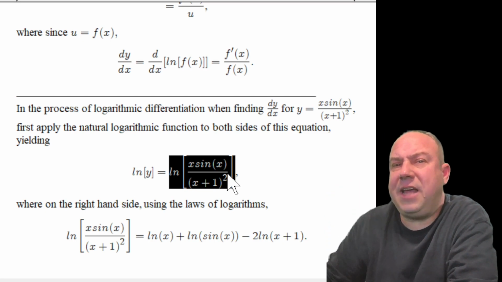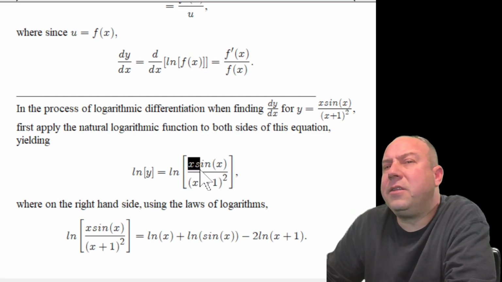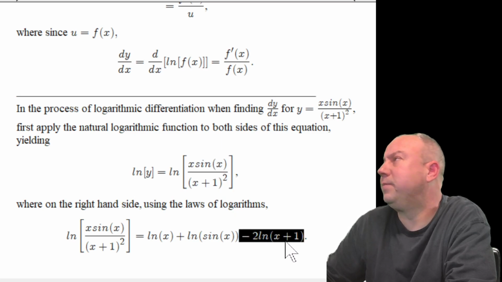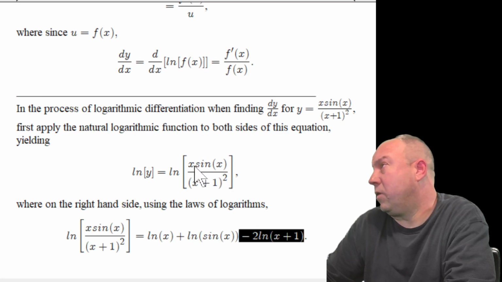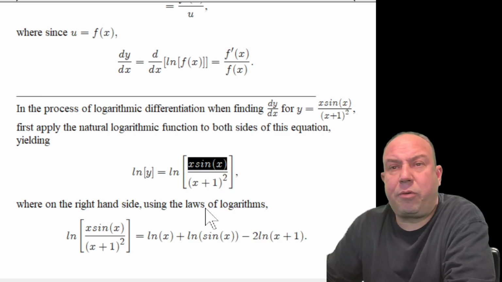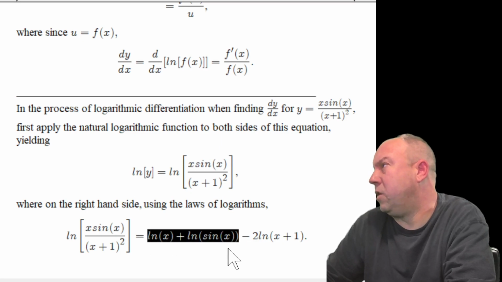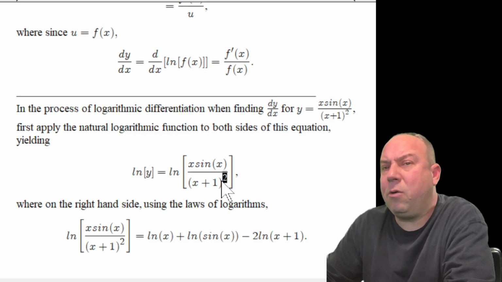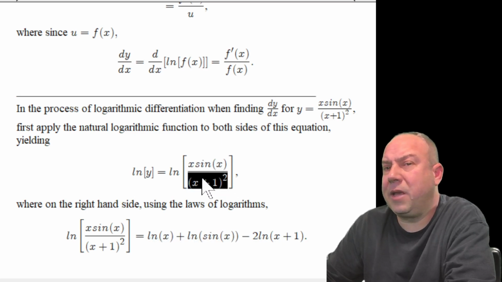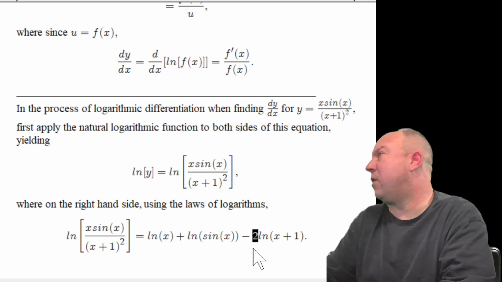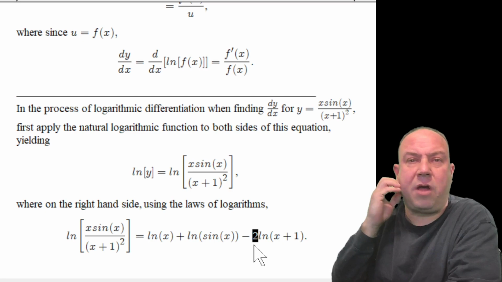The rules that state that the logarithm of a quotient can be written as a difference of two logarithms, and the logarithm of a product can be written as a summation of two individual logarithms. And any power seen on a logarithm, as we might see here for the ln of x plus 1 squared, can be brought out in front as a constant multiple. Remember your laws of logs.